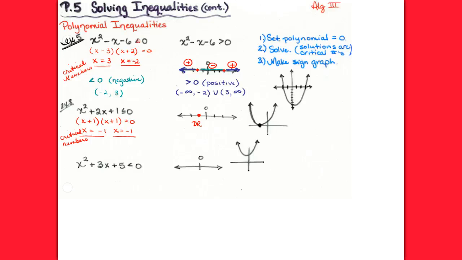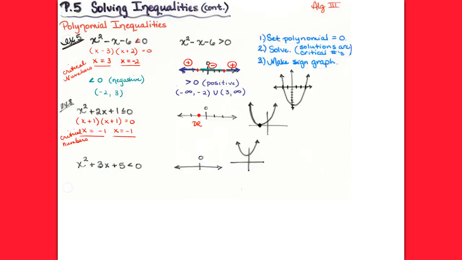But this time when I get my solutions, I get x equals -1 and x equals -1. I get the same answer twice. That's significant. That means that I have a double root at -1. If I got that same answer 3 times, I would have a triple root at -1. If I got that same answer 4 times, I'd have a quadruple root there. It matters for my sign graph.